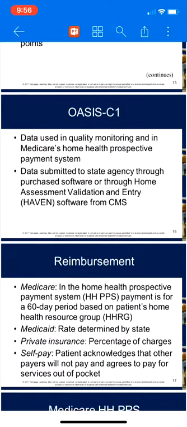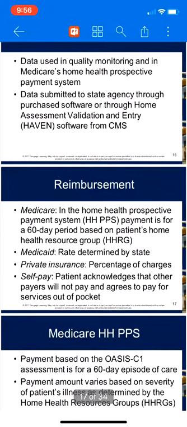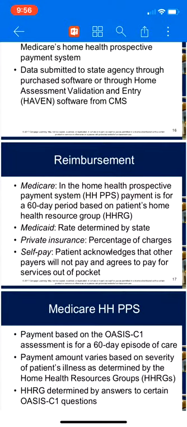All right, moving over to reimbursement on 459. So we have 4 different types of insurance listed here, and we're going to briefly discuss each one of these. First we have Medicare. For Medicare, a home care agency is paid a specific dollar amount for a 60-day period based on the patient's home health resource group, or the HHRG.